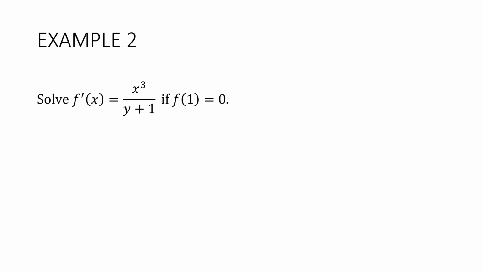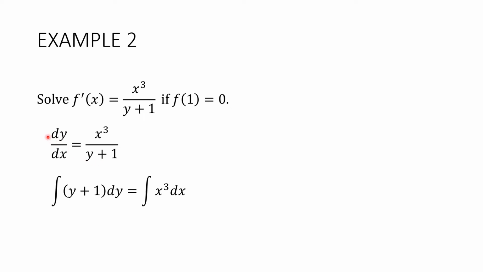Example 2, solve f dashed of x is equal to x cubed over y plus 1 if f of 1 is equal to 0. So having a look here, we have what we need to separate the variables. This is x cubed multiplied by 1 on y plus 1. Now, this notation doesn't really help us, so I'm going to change that to be dy/dx. Now let's separate the variables. So the y plus 1 comes over here, the dx comes over here. Include your integral signs. And now let's integrate. On the left-hand side, we have y squared on 2 plus y. And on the right-hand side, we have x to the power of 4 on 4 plus c.